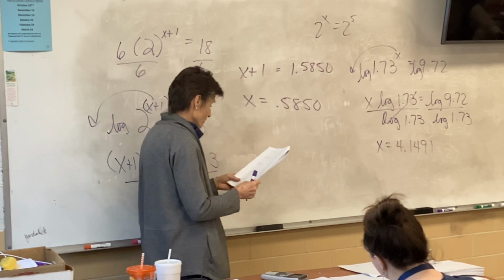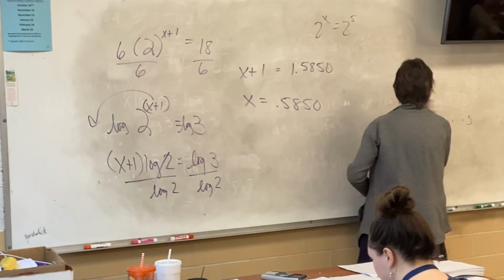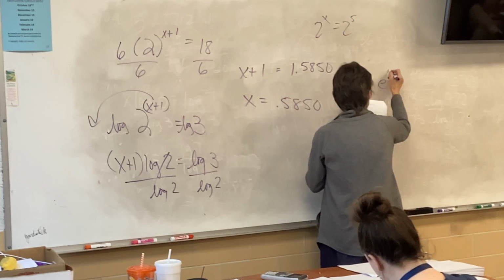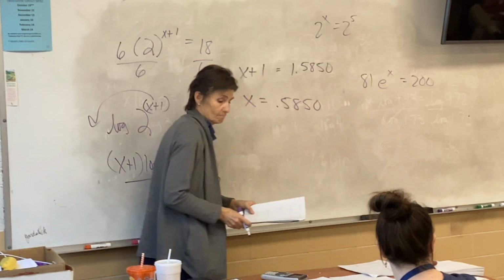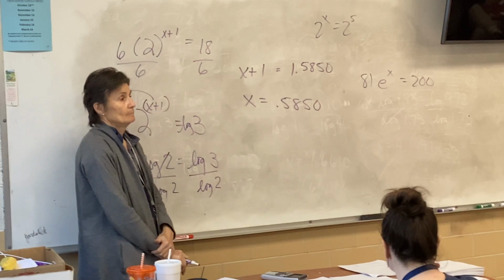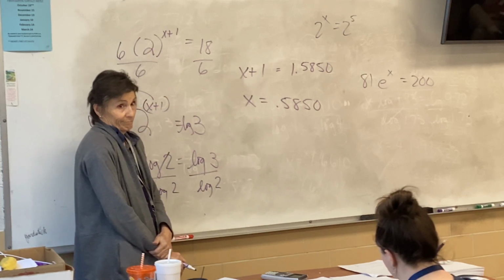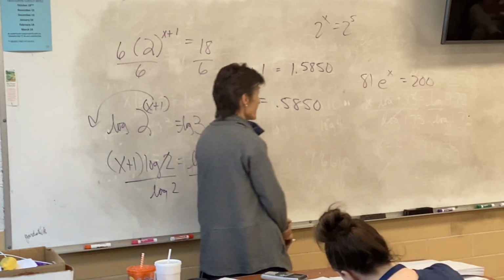All right, what am I ready for? E. 81 e to the x equals 200. Divide both sides by 81.